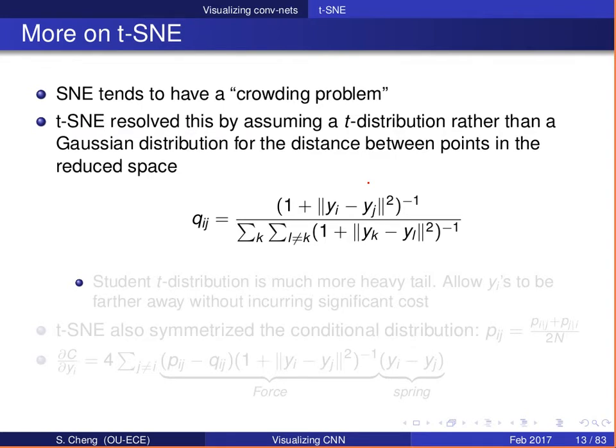Again, this is one of these really beautiful papers in the sense that they have one very tiny trick on the original approach and make so much impact. So this is basically what they did, as I mentioned: for the low dimensional space, instead of using the Gaussian distribution, they use a t-distribution.